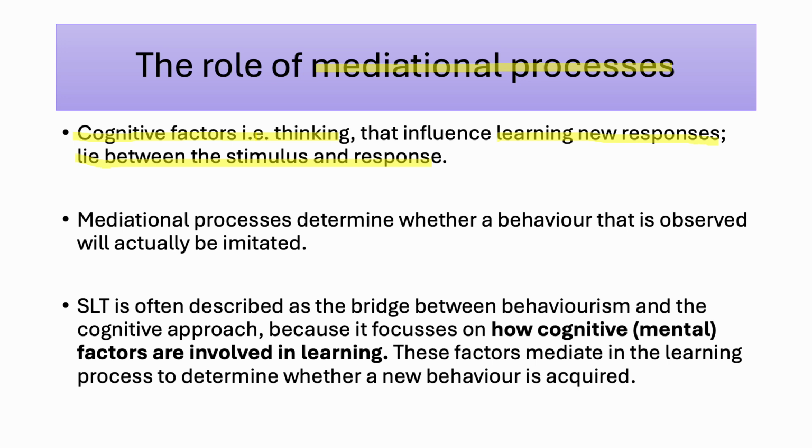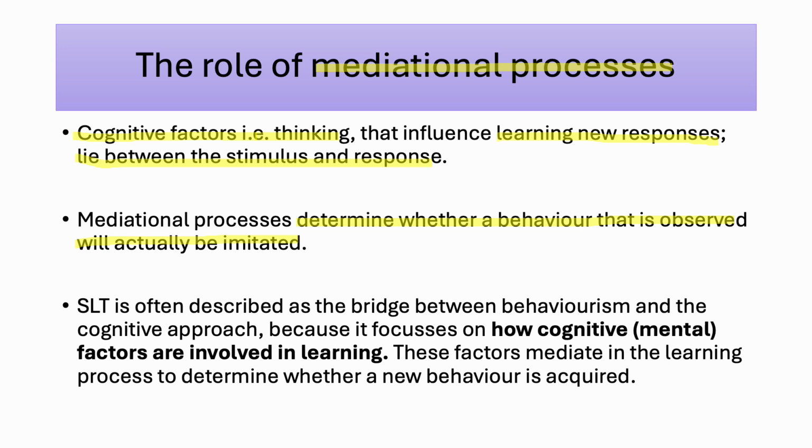Social learning theorists argue behaviour is not as simple as seeing a stimulus and responding to it. There are things in the human brain, mediational processes, that lie between those two things, stimulus and response. And these mediational processes determine whether a behaviour that is observed actually is carried out, whether it's actually imitated. Because if you think as humans, the amount we witness each day, the amount we observe, we simply do not copy every behaviour. It's not as simple as stimulus and response.